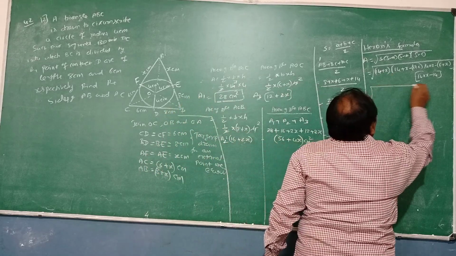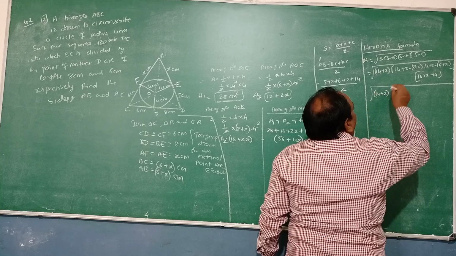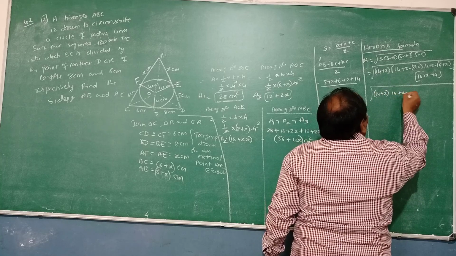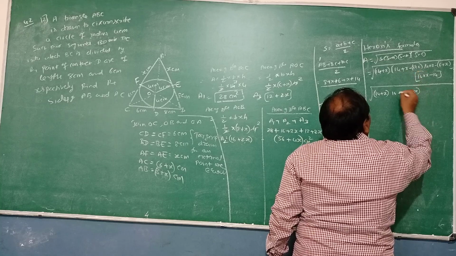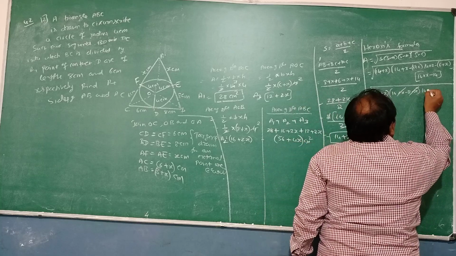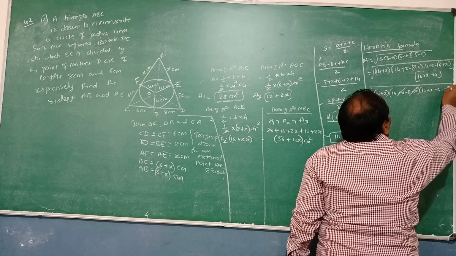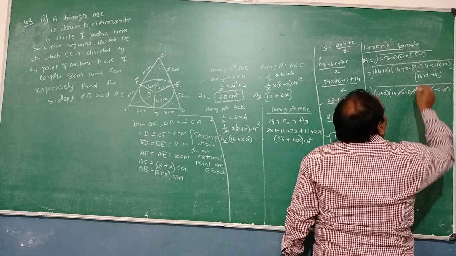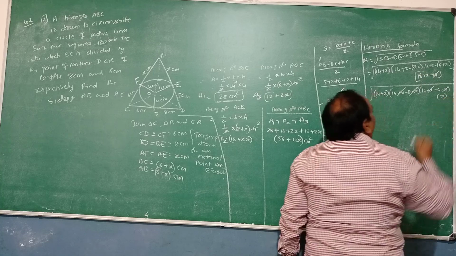Write this as it is under Heron's formula. 14 plus x, this is 14 plus x minus 8 plus x. Plus x minus x cancel. Next, 14 plus x minus 6 minus x. Again x and x cancel. Now 14 and 14 cancel, x is left over.